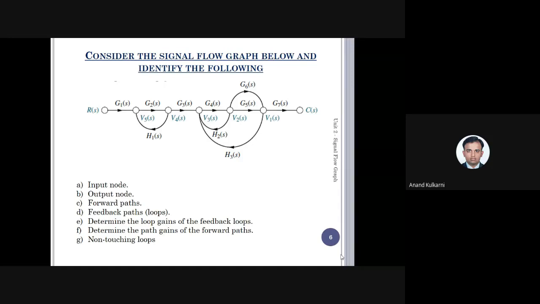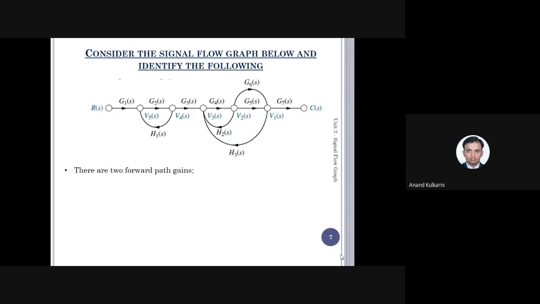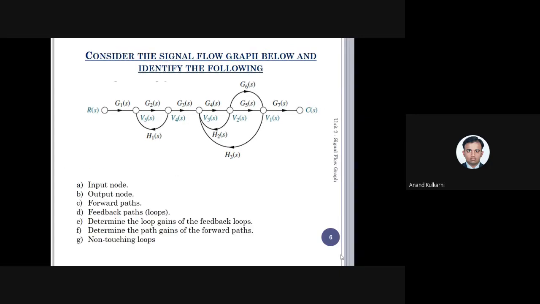Now, consider the signal flow graph which is shown, and identify the following. So what have they said? First, identify the input nodes. Just see, the input nodes are R1 of S and C of S. So this is the input node, and this one is the output node.